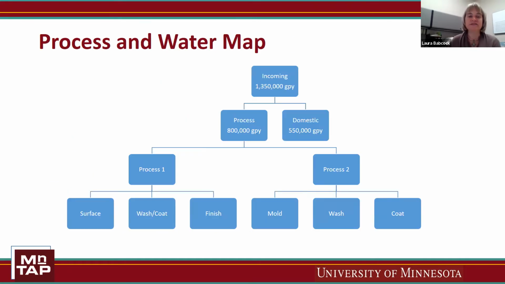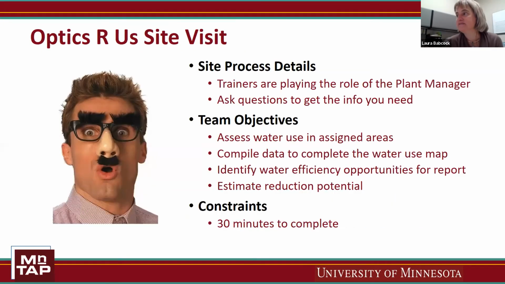And so we can start here. I'm hoping you can see some of that. We've got our incoming water at the top, and it splits off into processed water and domestic water. And I think you have a picture of this in your handout. And the process has 2 processes. So process 1, which is surface, wash and coat and finish, and process 2, which is the molding, washing and coating. But we don't know what the distribution of water is within that facility. So here we go. We're going to a site visit.